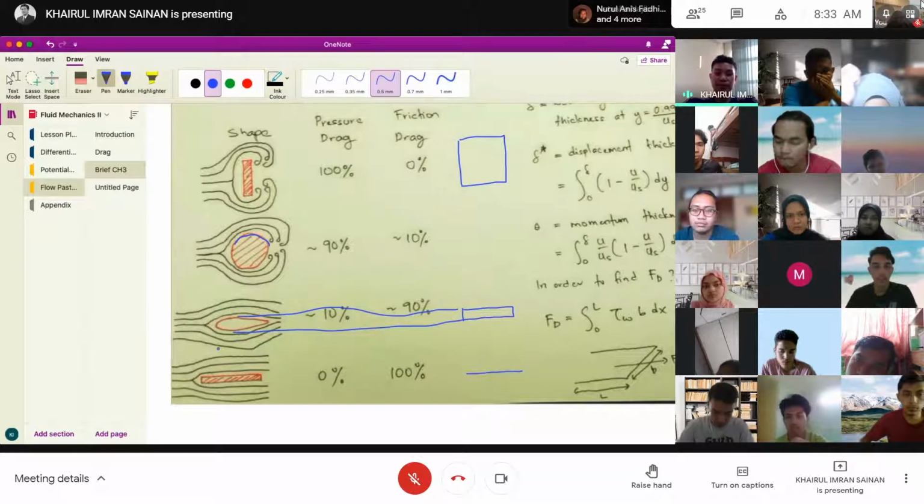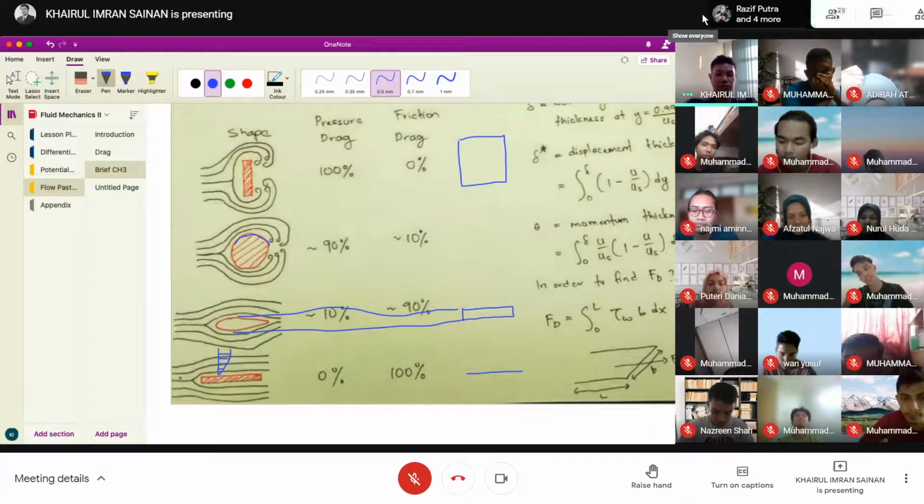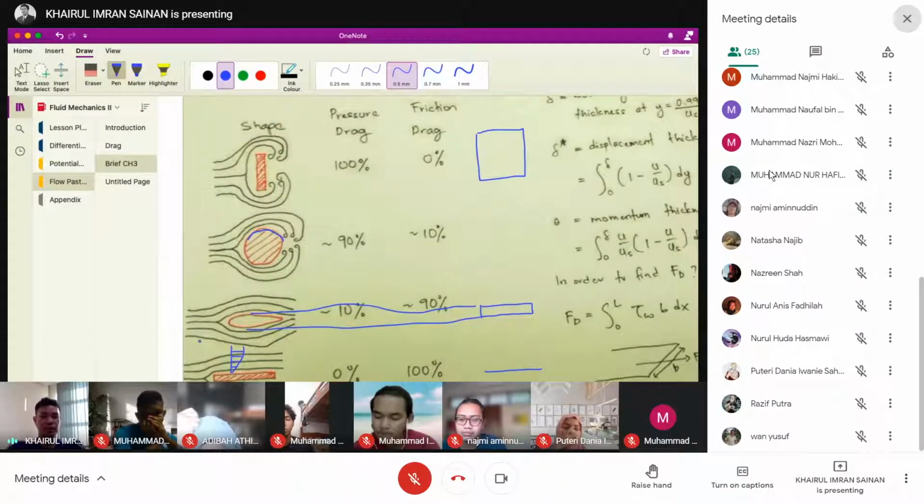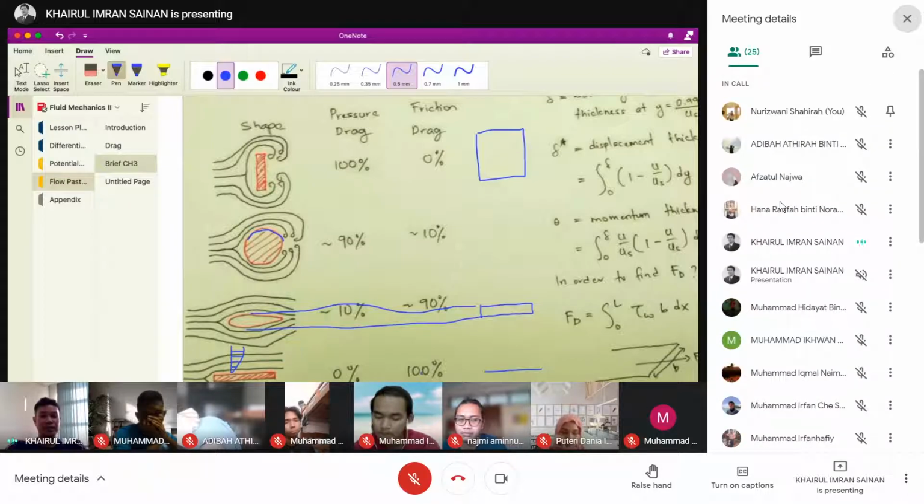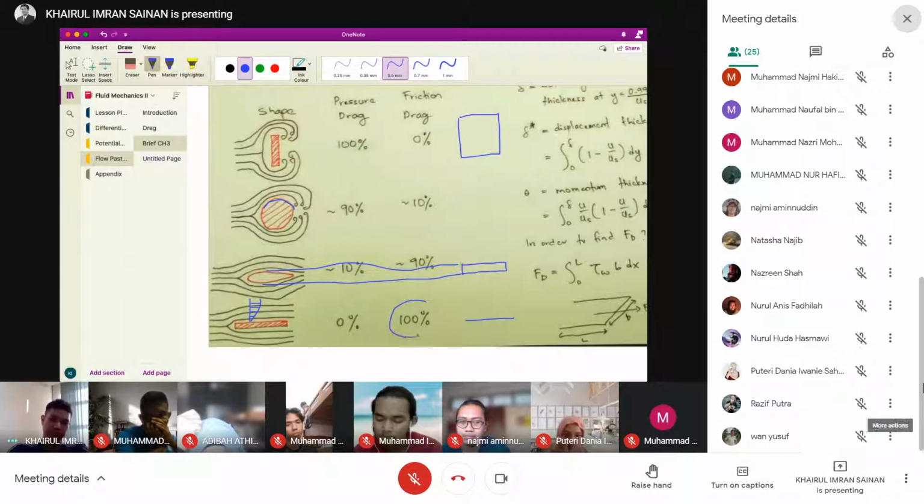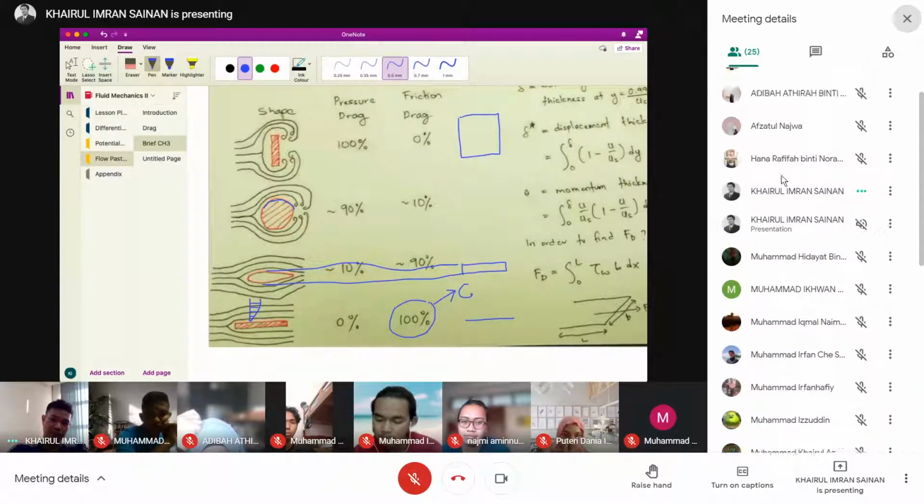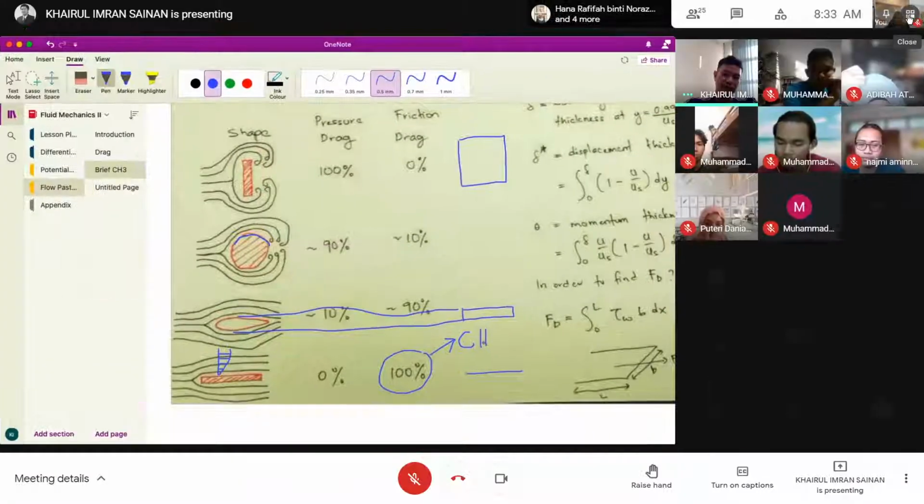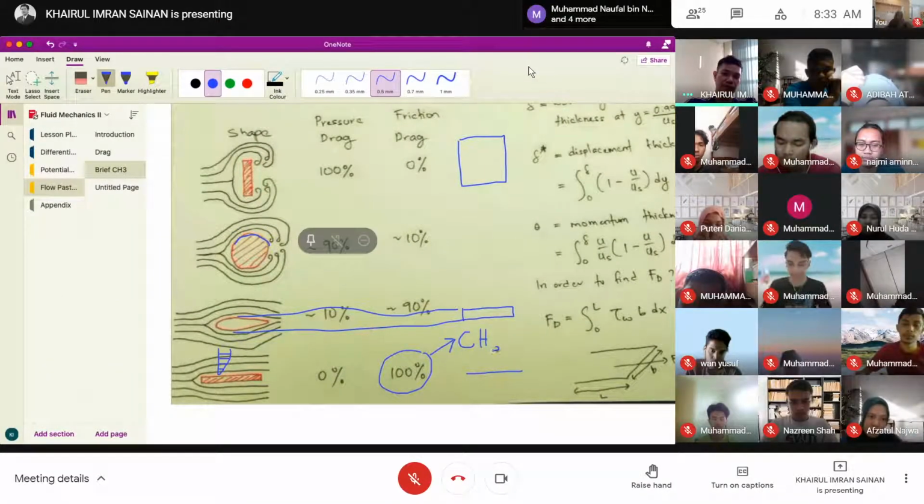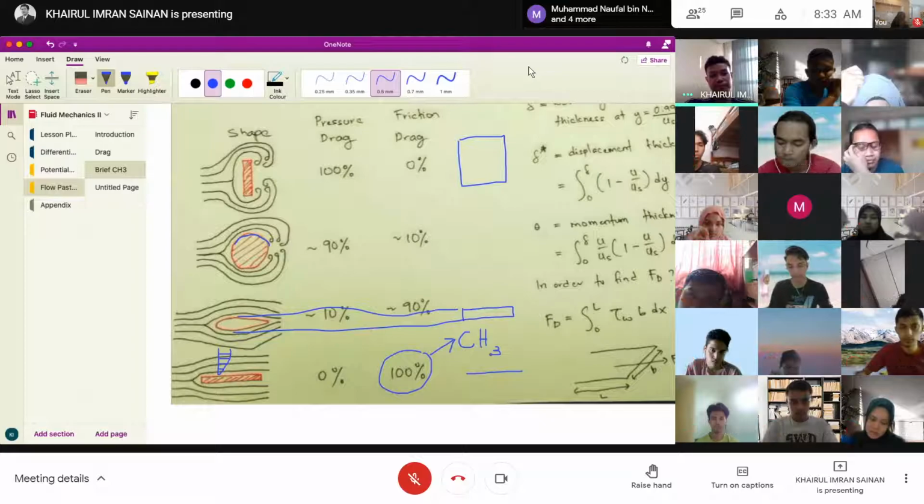So imagine what happened just now on top of the plate. You're gonna have the velocity profile look something like this, right? So it changed from the first one. The focus in this chapter is this one. All about chapter 3 is about friction drag.